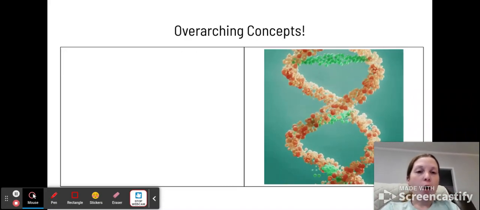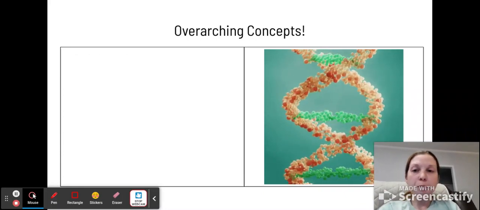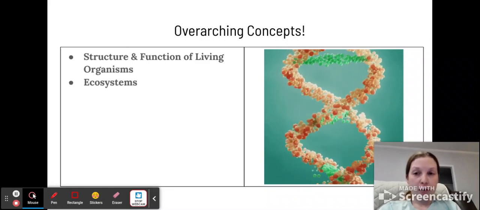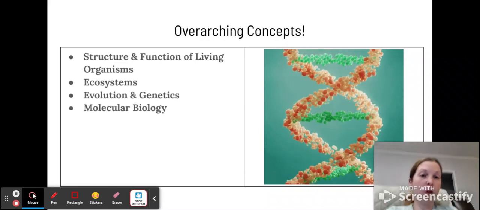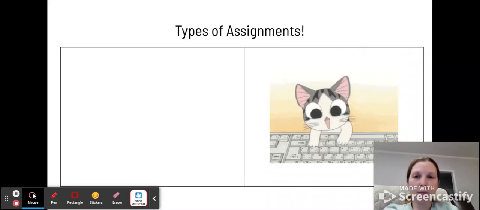We have four overarching concepts here that all of our individual lessons will fit into. And we have structure and function of living organisms, ecosystems, evolution and genetics, and molecular biology. So we're going to fit all of our lessons into one of these four major categories.